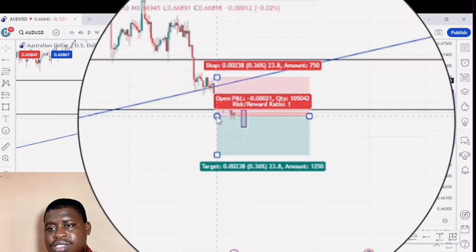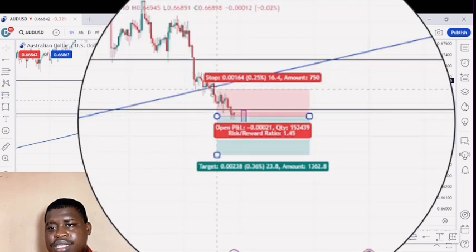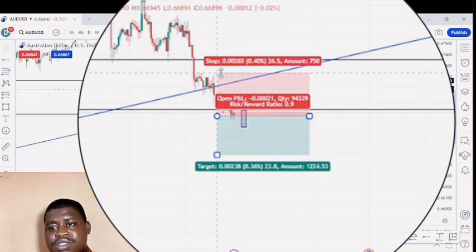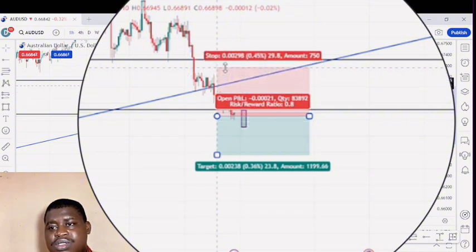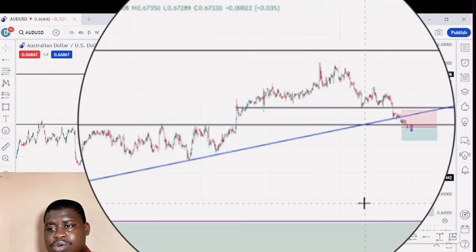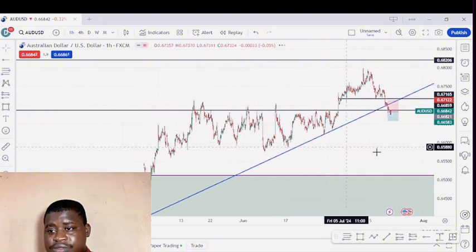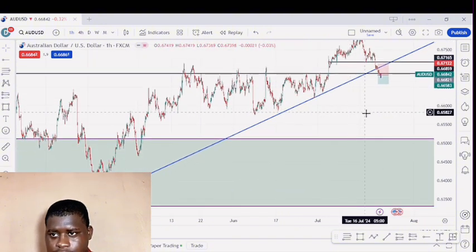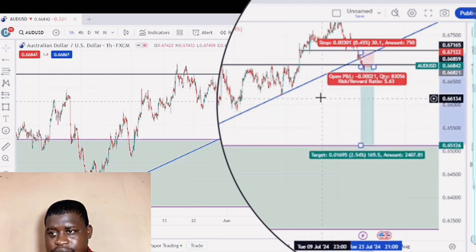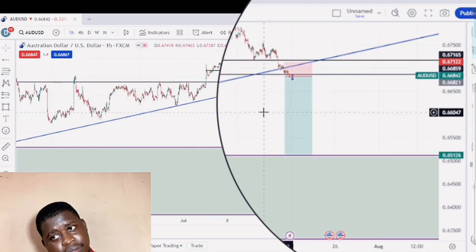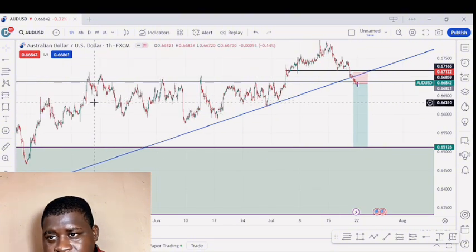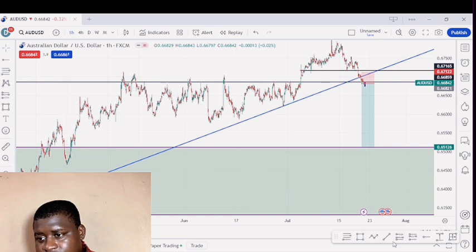So you can get into the trade somewhere about right here, as usual. For me, I'll be risking 30 pips, 30 to 35 pips max, to catch this move down here. But as usual, I'll be taking a decent profit at this level.